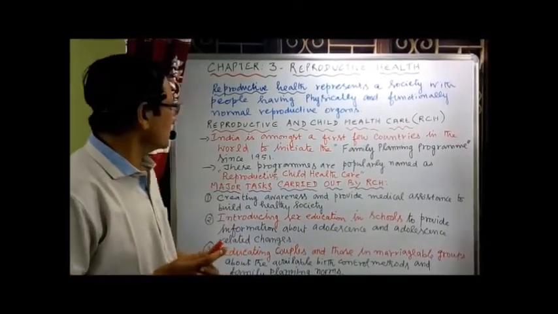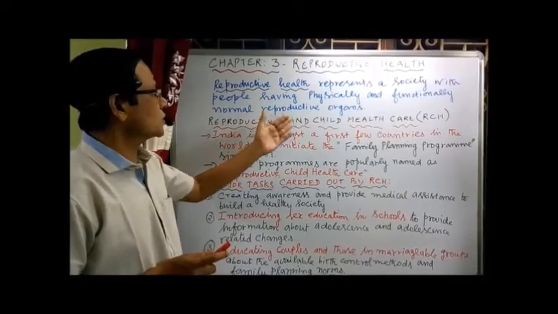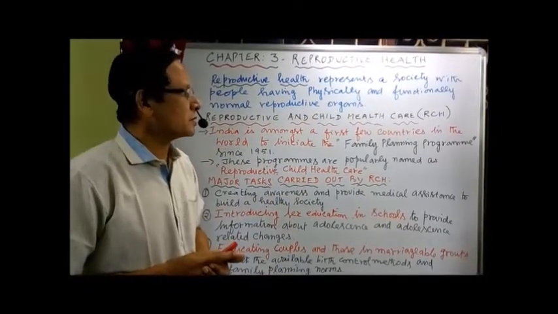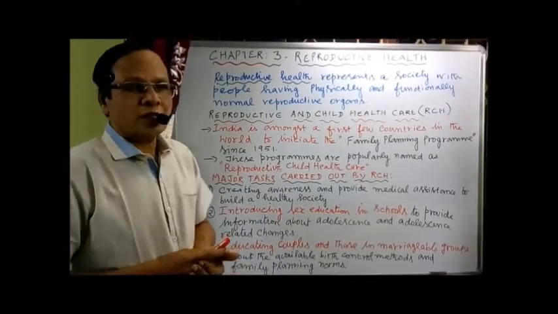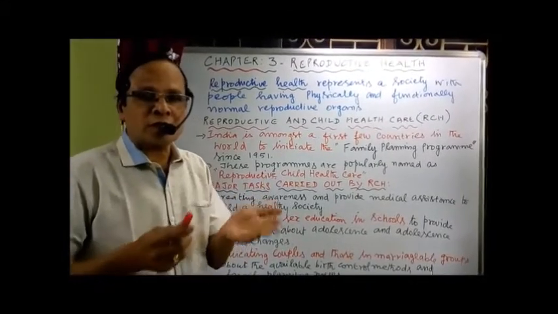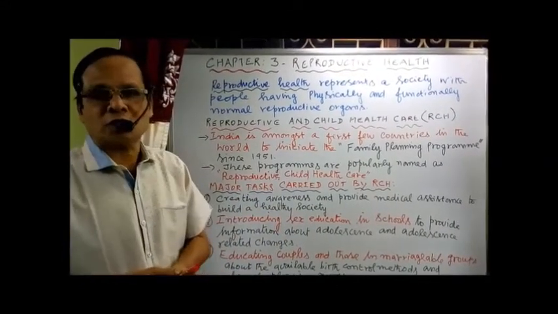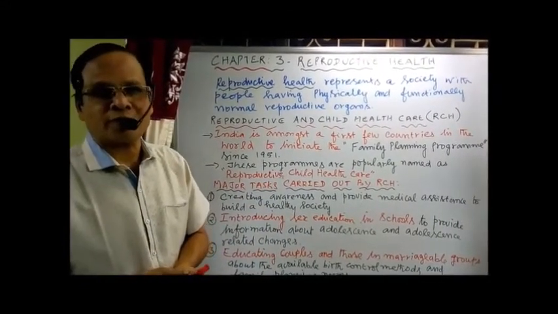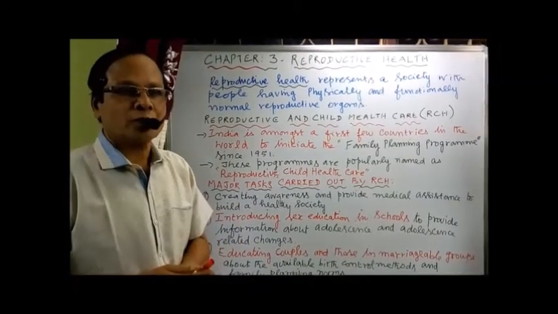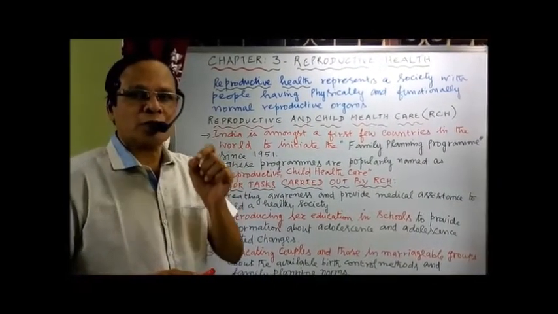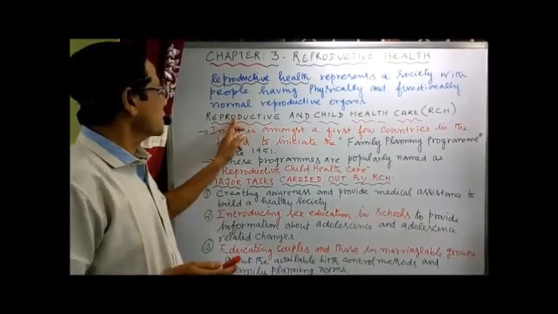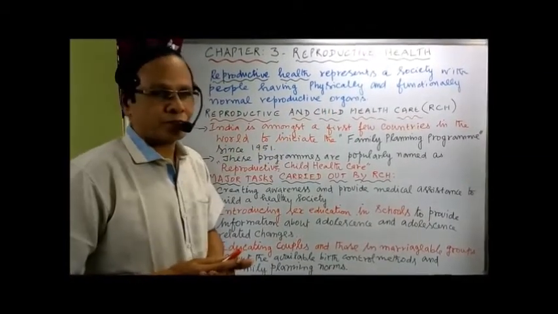Now we have to know something about reproductive and child health care, simply called RCH. India is amongst a few countries in the world to initiate the family planning program since 1951. All these programs are popularly known as reproductive and child health care.